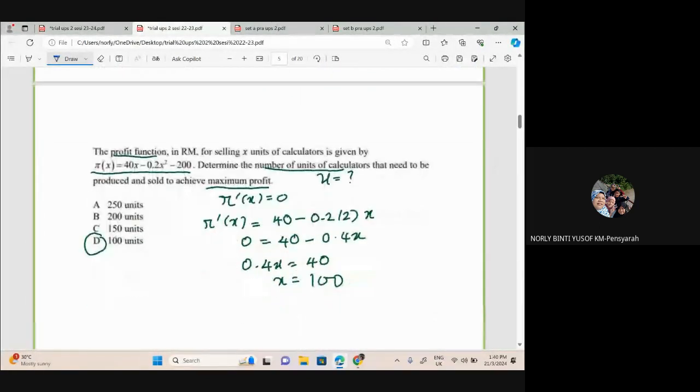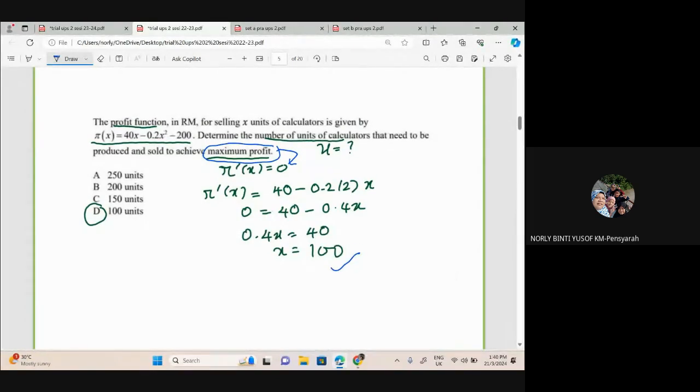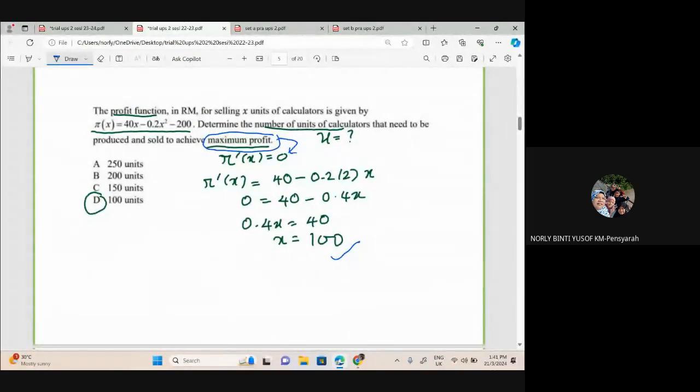Okay, and then next question, the profit function in RM for selling X unit of calculator is given by the profit function. Profit function tu dia dah bagi, sama dia tanya konsep of maximum profit. So maximum profit adalah profit you differentiate equals to 0. So differentiate profit function, differentiate then equals to 0, that is your quantity. Number of unit calculator tu quantity you lah. Tapi tak payah buat second derivative, sebab inilah multiple choice question. Konsep dia sama, dia keluar.